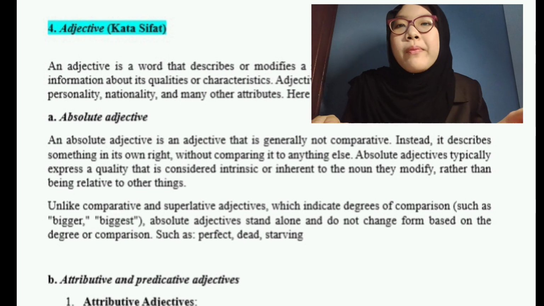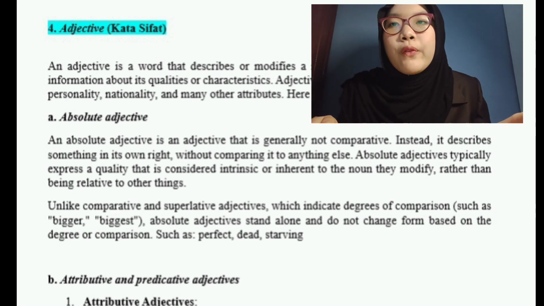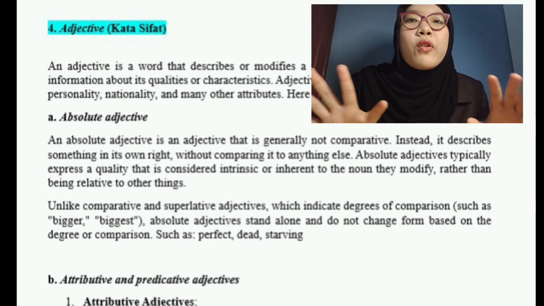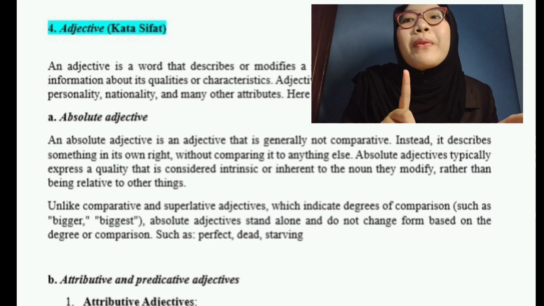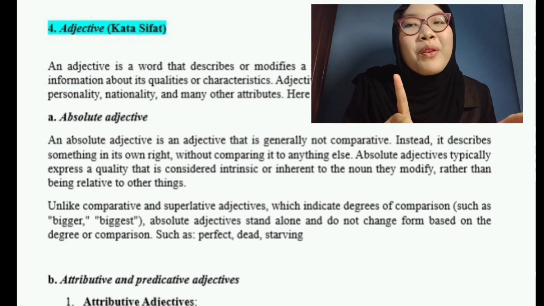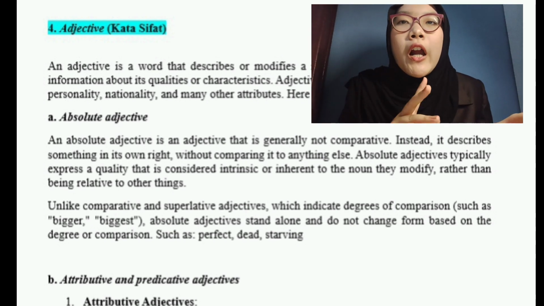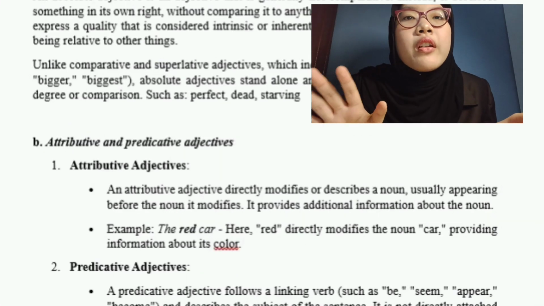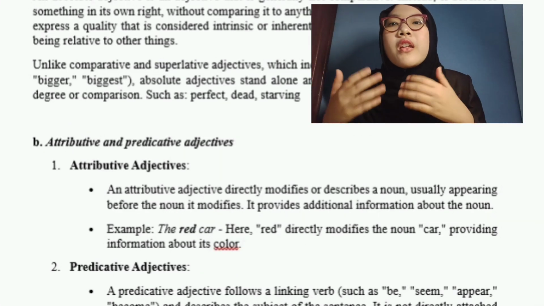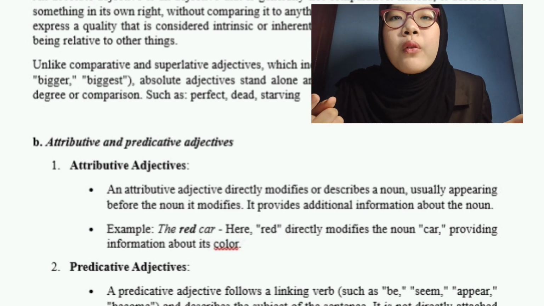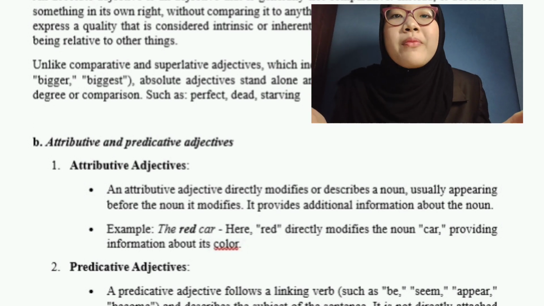And the next one is attributive and predicative adjectives. Let's see. Attributive adjective. An attributive adjective directly modifies or describes a noun, usually appearing before the noun it modifies. It provides additional information about the noun. For example, the red car. Here, red directly modifies the noun car by providing information about its color. And then the predicative adjective follows a linking verb such as be, seem, appear, become, and describes the subject of the sentence.